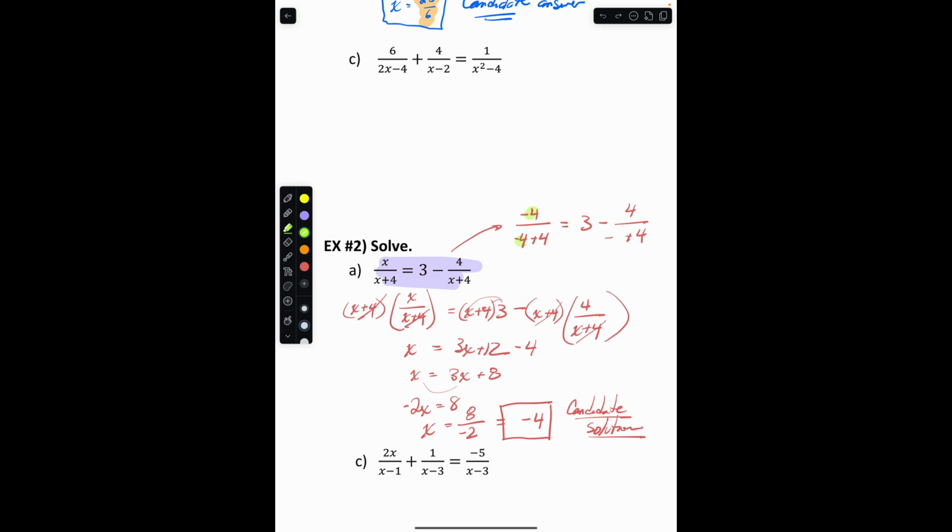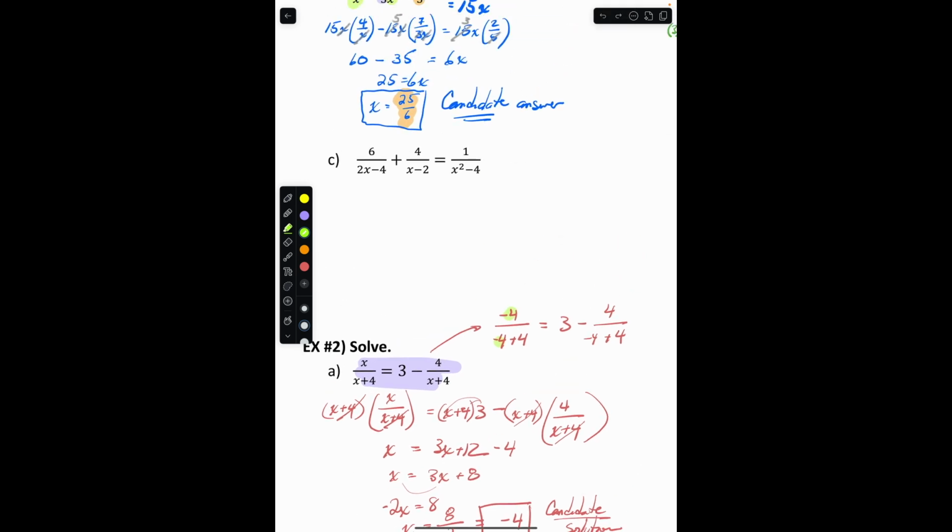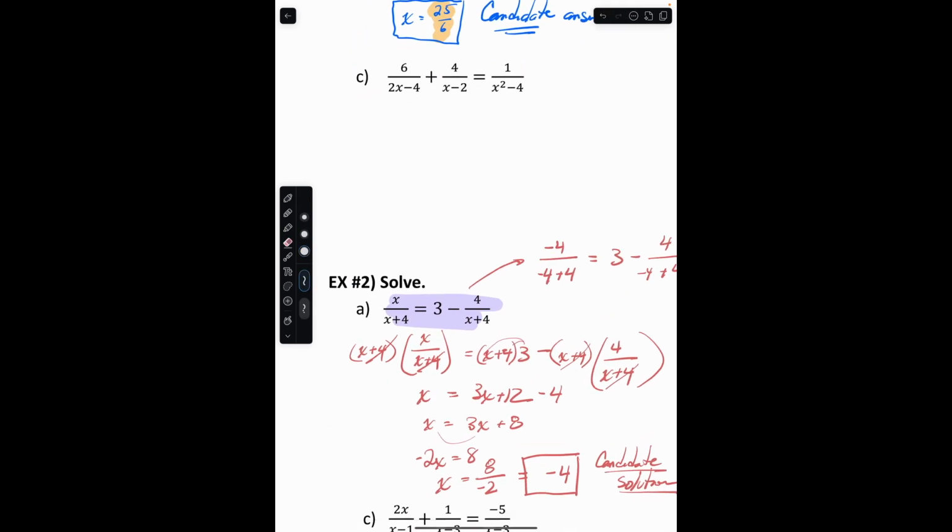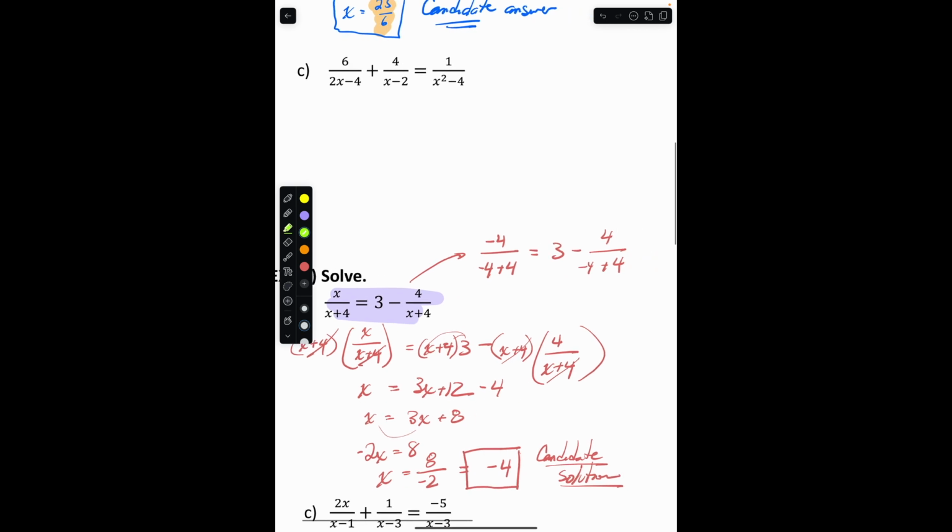I hope you can notice now that this denominator is a problem. That denominator is a problem. Negative 4 plus 4 is 0, so I've got negative 4 over 0 equals 3 minus 4 over 0. Those dividing by zeros are no good.